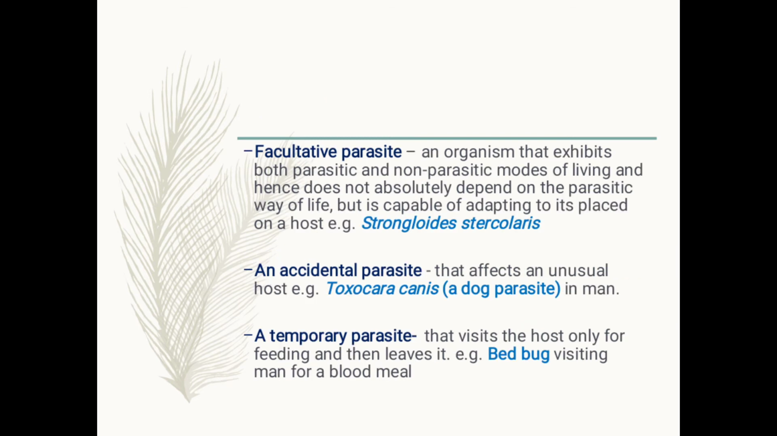Based on the relationship between the parasite and the host, we also have the facultative parasite. It is a parasite that exhibits both parasitic and non-parasitic modes of living. Hence, it does not absolutely depend on a parasitic way of life. It can depend on both. Then we have an accidental parasite. Accidental parasites are those that affect unusual hosts. Take, for example, Toxocara canis, which is a parasite in a dog, but it affects human beings.